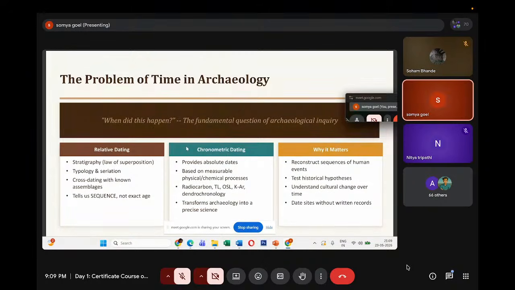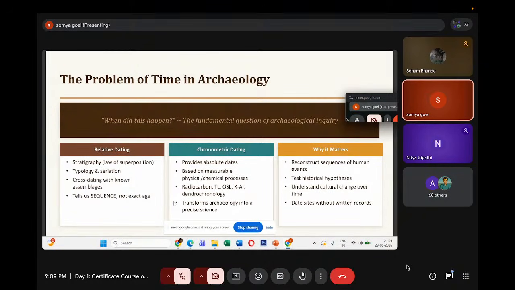To solve this, chronometric dating came into being. With this, we get absolute dates. These chronometric dating methods are based on measurable physical and chemical processes. These include processes like radiocarbon dating, thermoluminescence dating, OSL dating, dendrochronology, etc. These methods do not provide you with guesses. They give you the actual numeric dates, for example, 3000 BCE, 200 CE, etc. They are true measurements that you get with precise science.